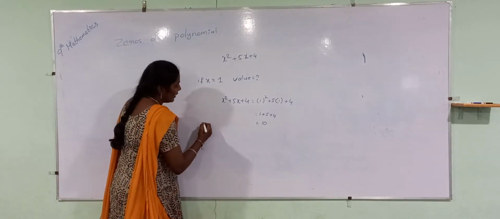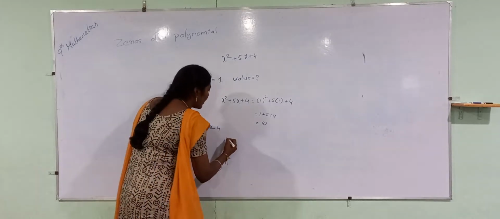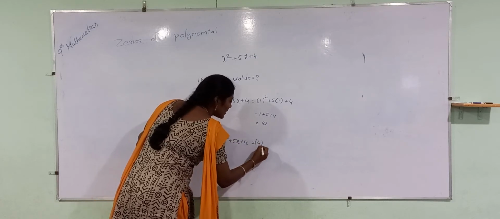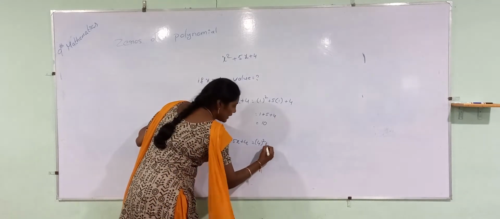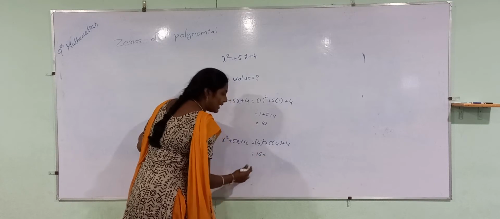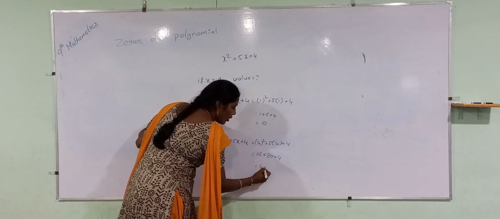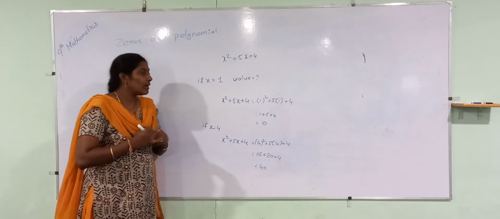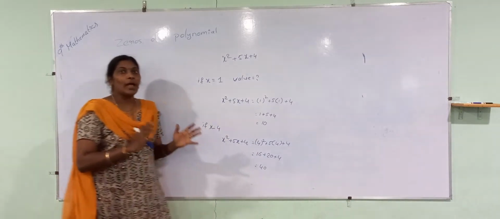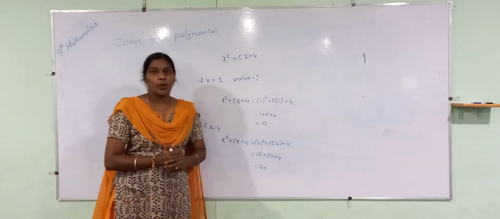Next, if x is equal to 4, for example, what is the value? x square plus 5x plus 4. So, we have to substitute 4 in the x places. Plus 5 into 4 plus 4. 4 square means 16, 5 4s are 20, plus 4. Total 40. So, whenever the x value changes, the value changes, right? What is the concept you are explaining? You may get this doubt. I am coming to the same point.